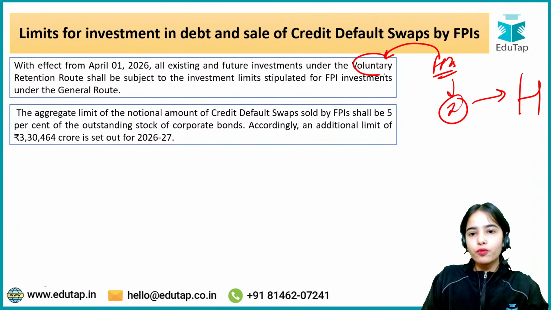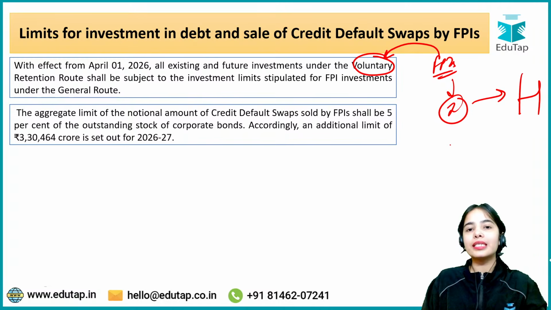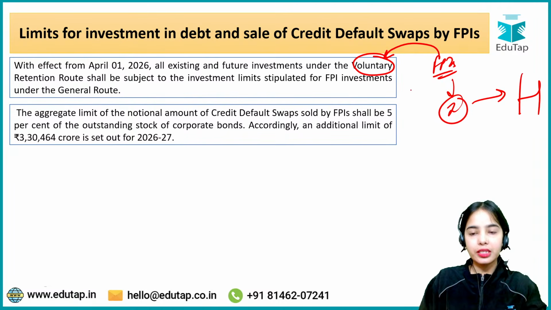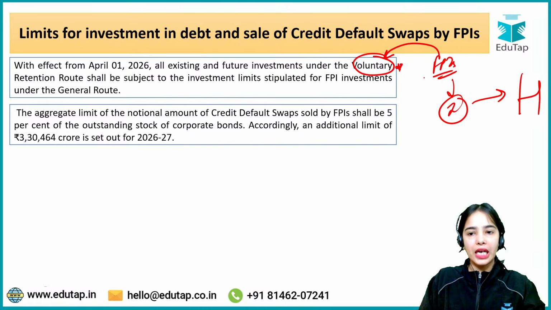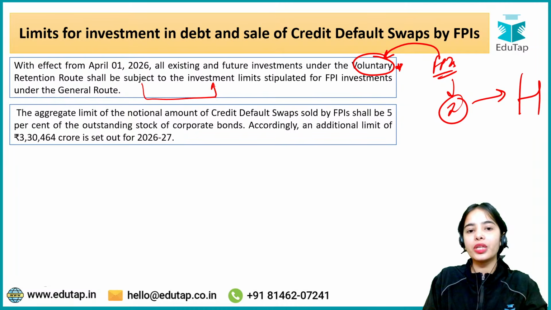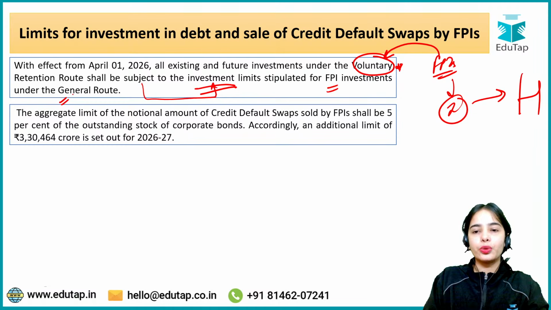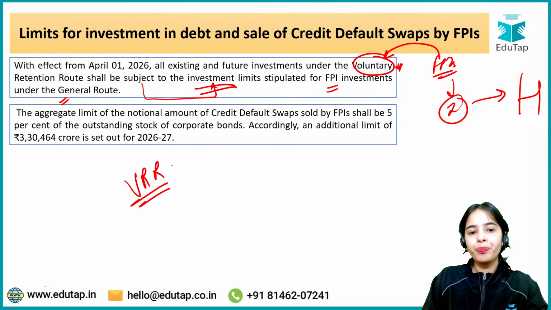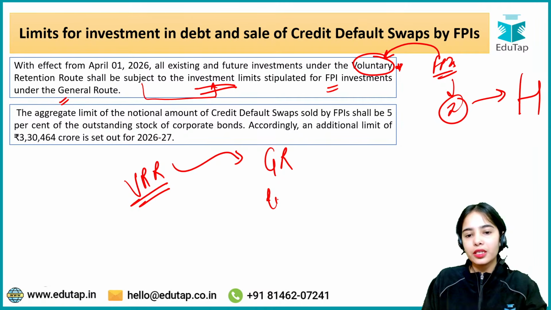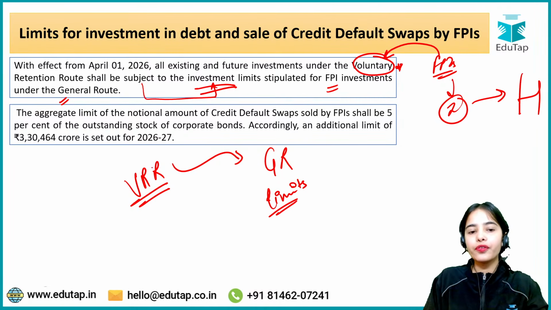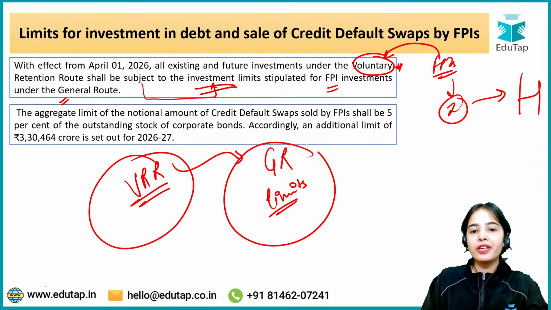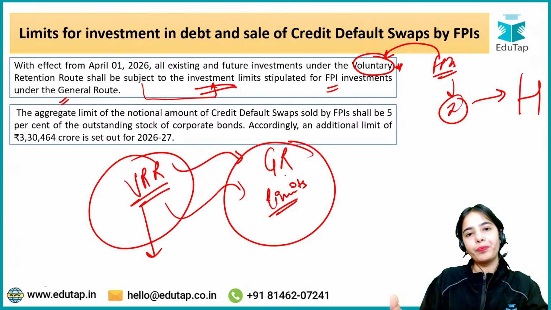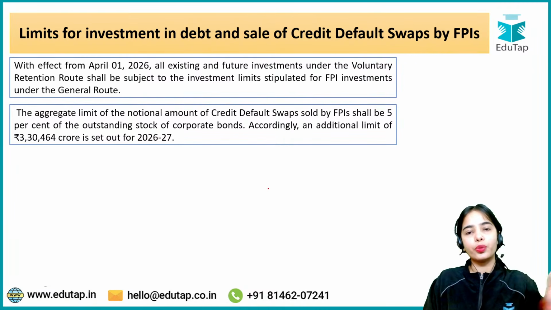So under the voluntary retention route, before there were separate limits. But now it has been said that the voluntary retention route will also be subject to the investment limits for the foreign portfolio investors under the general route. That means the voluntary retention route will also come under the limits of the general route. So if the investors invest under the voluntary retention route, it has the same limits as the general route limits.